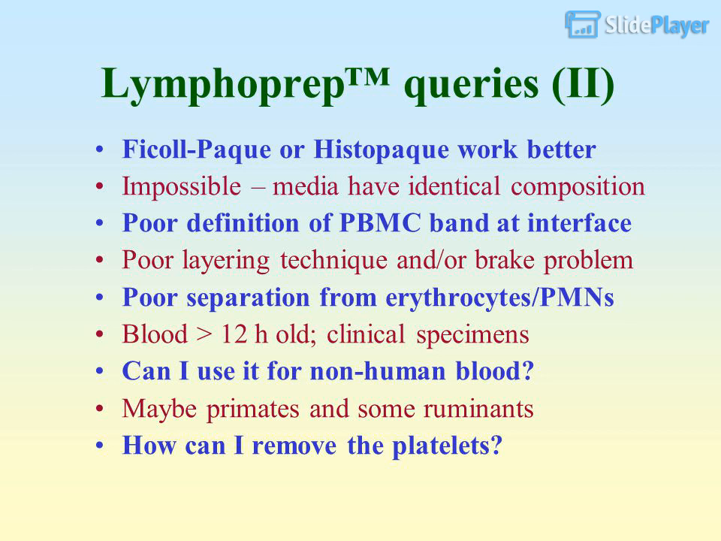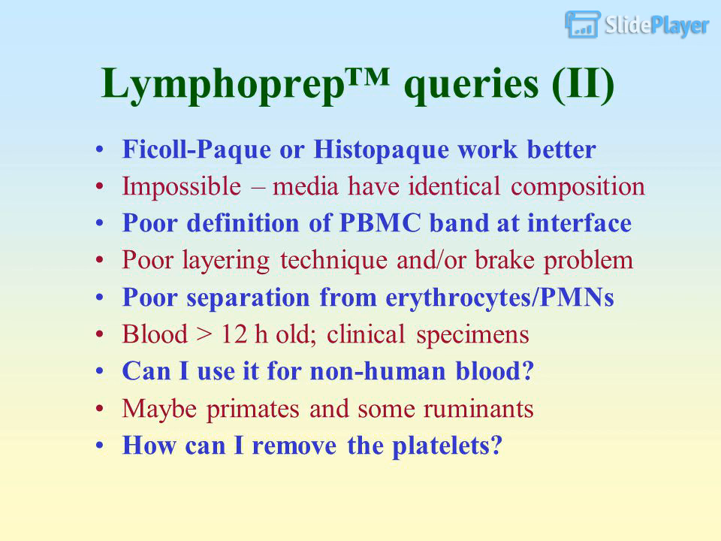Poor layering technique and/or break problem. Poor separation from erythrocytes/PMNs. Blood greater than 12 hours old, clinical specimens. Can I use it for non-human blood? Maybe primates and some ruminants. How can I remove the platelets? Other questions re Lymphoprep usage.